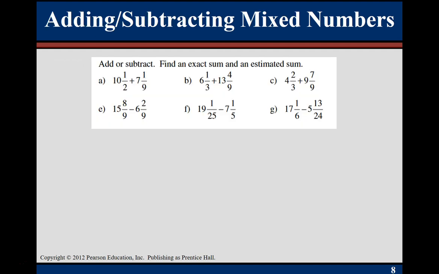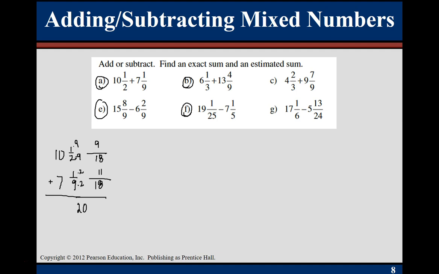Let's try a few. How about we do A and E together, and then you guys can try B and F. For letter A, I have 10 and 1/2 plus 7 and 1/9. I'm going to need to get a common denominator, which is 18. I'll multiply by a 9 on the denominator here, so I'll need to multiply by a 9 up top. For my second fraction, I'll just need to multiply by a 2, so I'll multiply by a 2 up top. Now I can add my fractions. 9 plus 11 is 20. That's over 18. And then 10 plus 7 is 17.